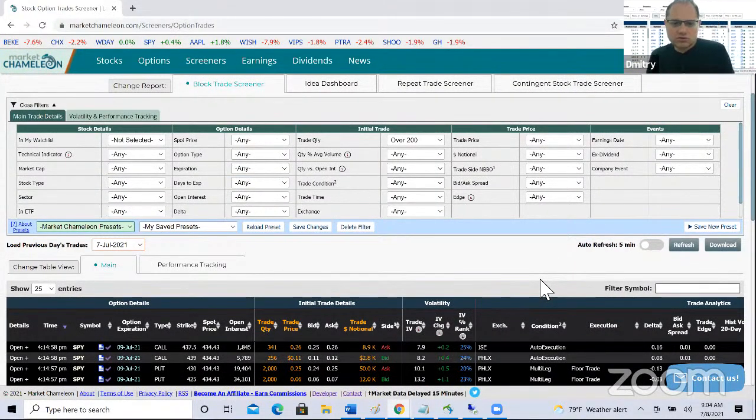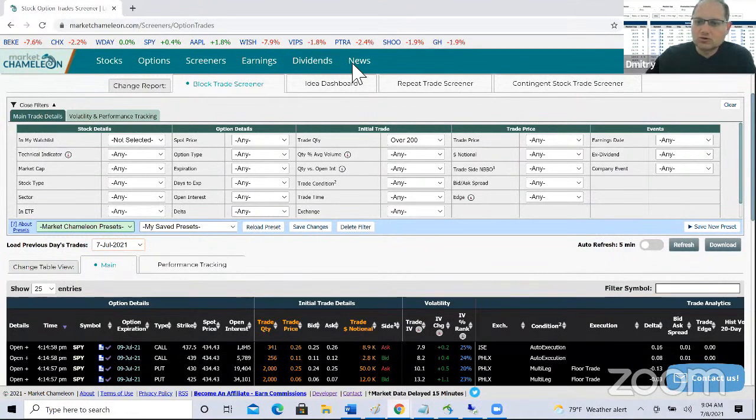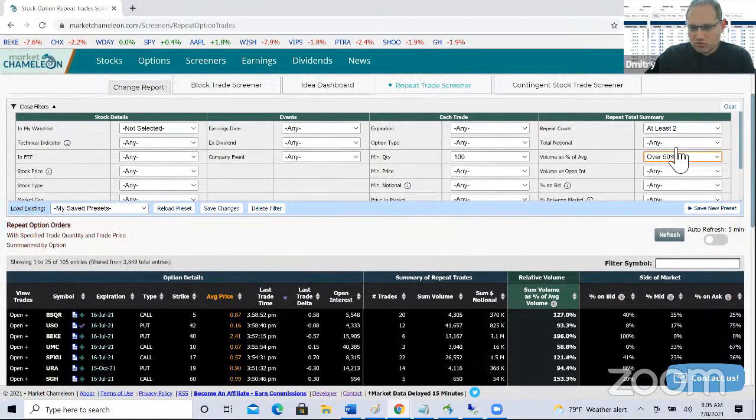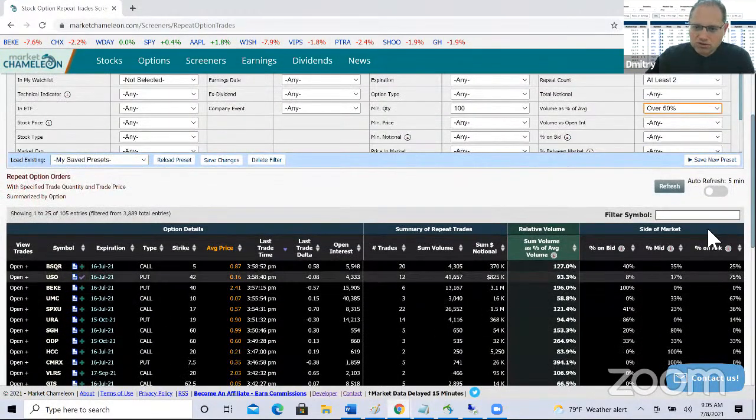Now I'm going to go a little further and look for large trades that are repeating on the same line: the same contract, same strike, call, same expiration. Do we see anything of significance, and what might be going on here? So I'm going to use these tabs up here and look at the repeat trade screen. Before we use the filters, I'll go over what's going on here.